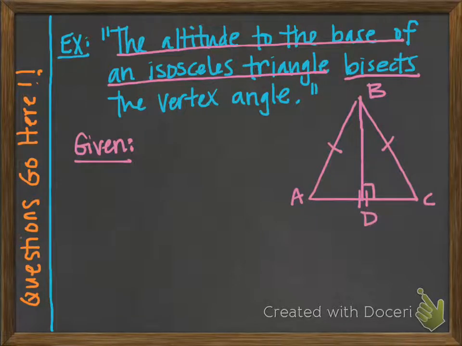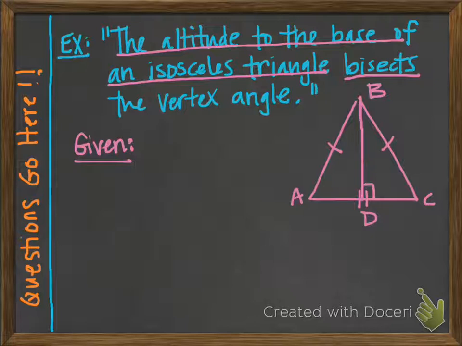I could say BD is an altitude. I could say angle BDC is a right angle, and then you could conclude that therefore it is an altitude. I could say that side AB and side BC are congruent, which means that you could conclude that it's an isosceles triangle. What else could we say? We could say this in a couple different ways.